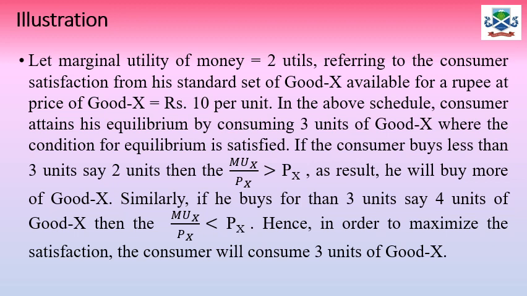In the above schedule, the consumer attained equilibrium while consuming the third unit of commodity X, where the condition for equilibrium is satisfied. If the consumer buys fewer units, less than 3, say 2 units, then MUx/Px is greater than MUm. As a result, he will buy more of good X. Similarly, if he buys more than 3 units, say the 4th unit of good X, then MUx/Px is less than MUm. Hence, in order to maximize satisfaction, the consumer will consume 3 units of commodity X. That's the illustration of the diagram which we discussed in the previous slide.